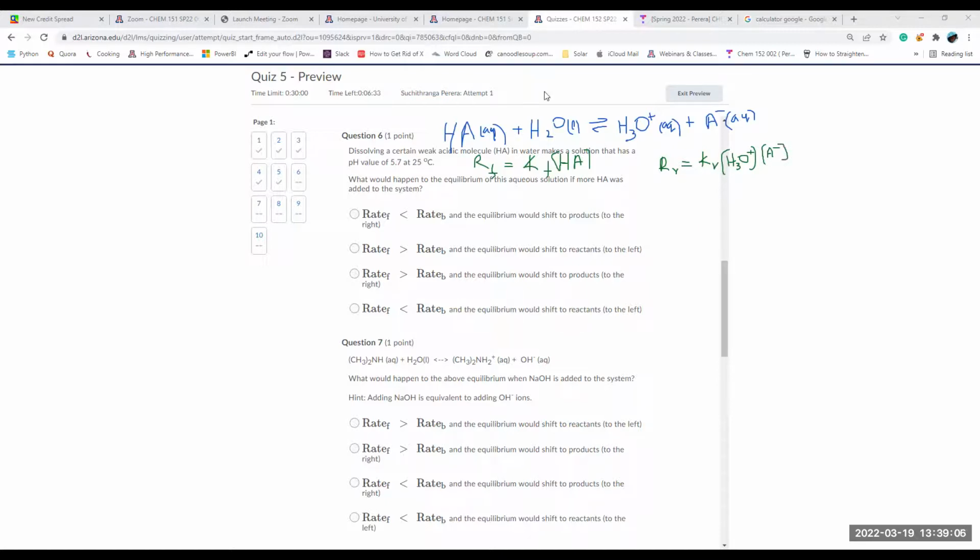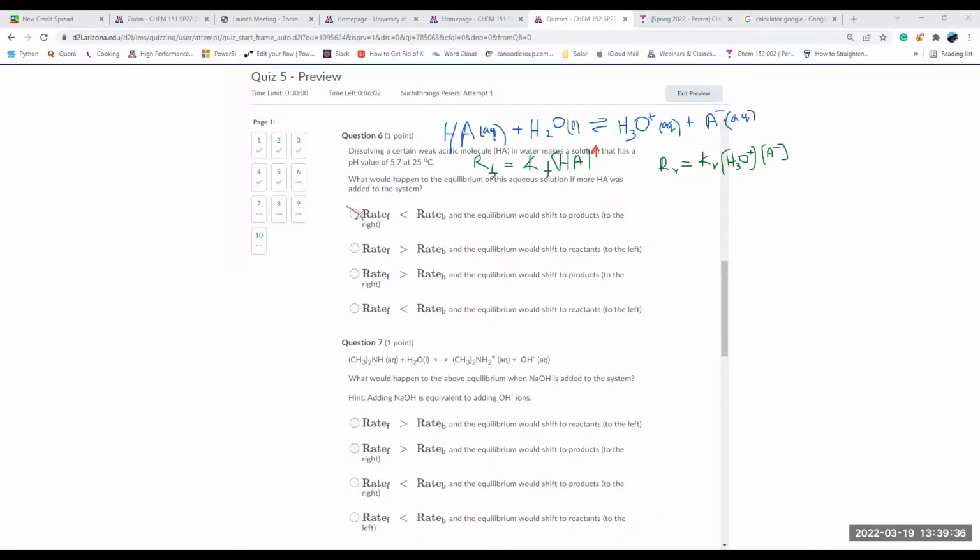Okay, and what we do is we add HA. When we add HA, it will increase the HA concentration, which is in the forward rate. So adding HA will increase HA concentration, and in turn it will increase the forward rate. The forward rate is going to be greater than the reverse rate.